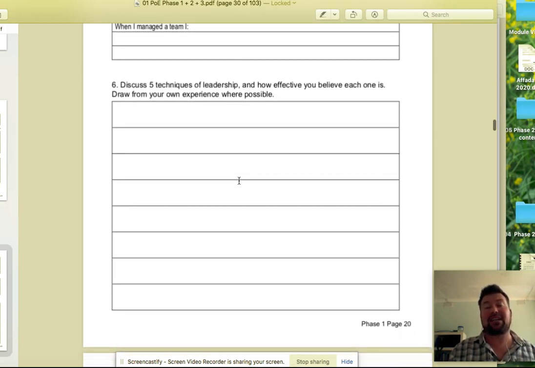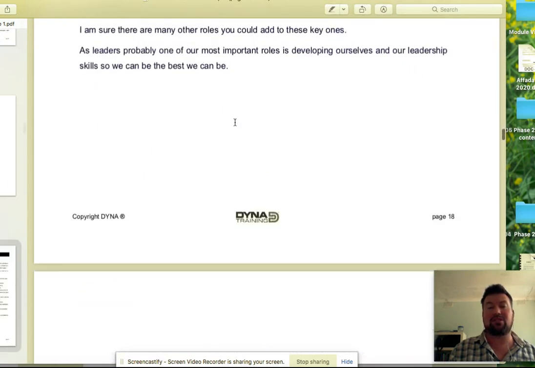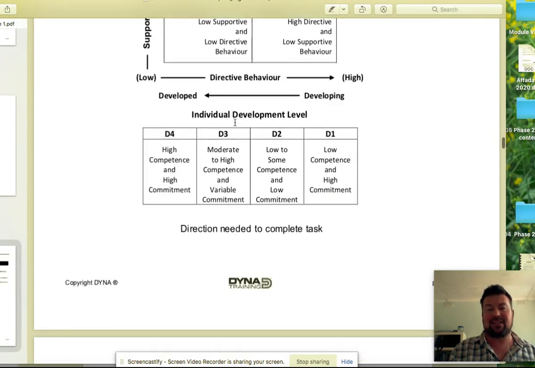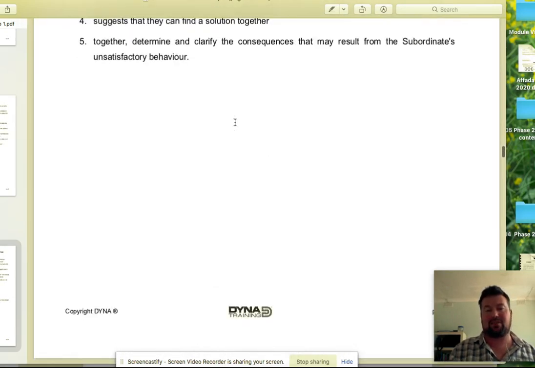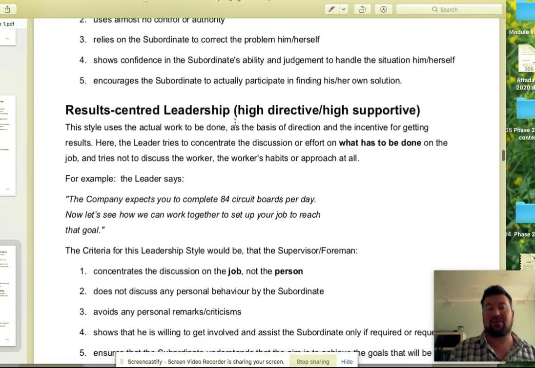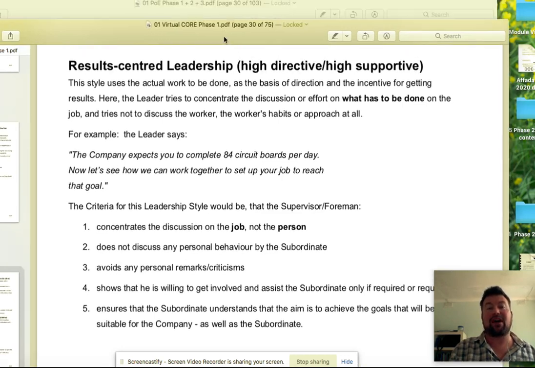Then discuss 5 techniques of leadership and how effective you believe each one is. Draw from your own experience where possible. So again, it goes back to those beautiful things that we taught you: autocratic, democratic, laissez-faire leadership, and results-centered leadership. So those are 4 very big leadership processes. But you also can use things like servant leadership, transformational leadership, visionary leadership, because they are still very often used within a business. So give us 5 of those.